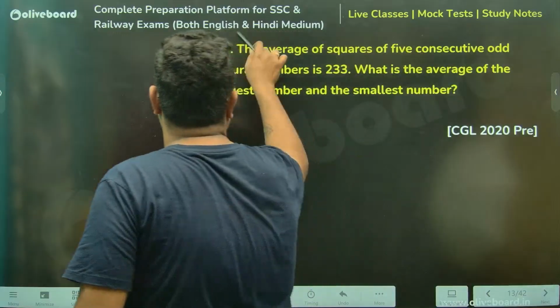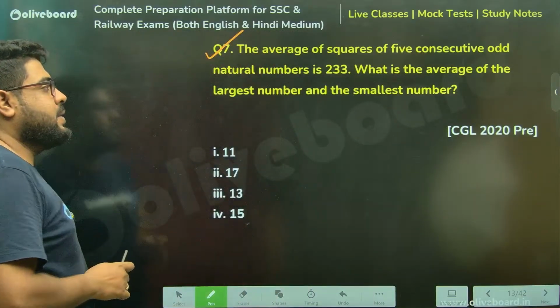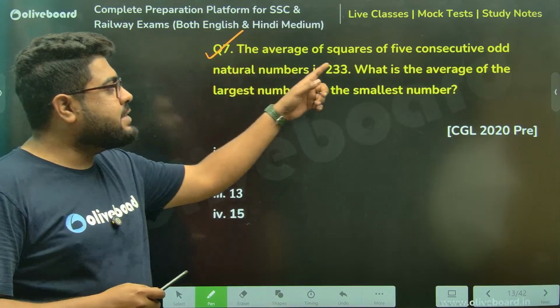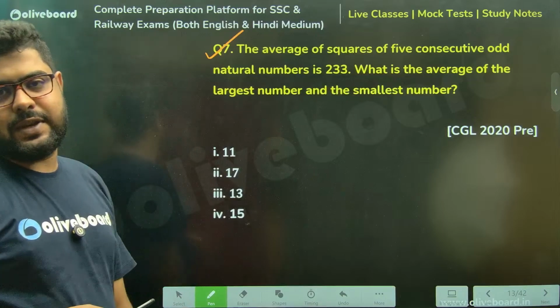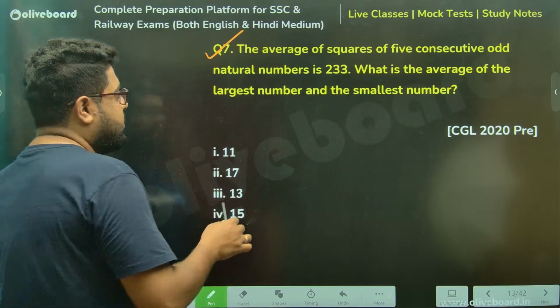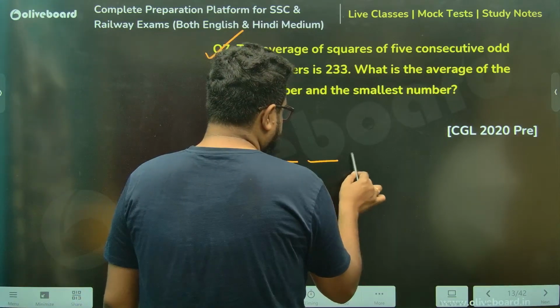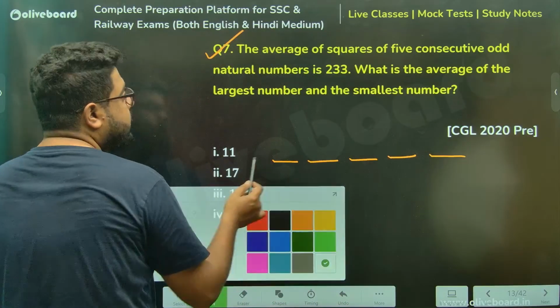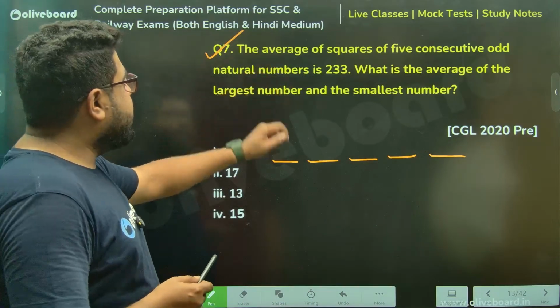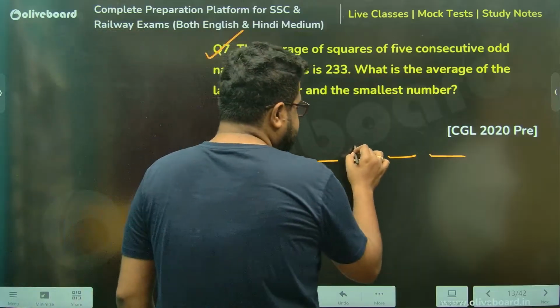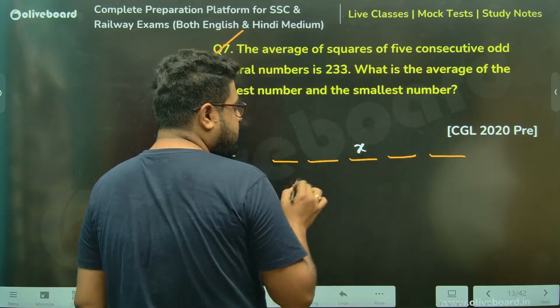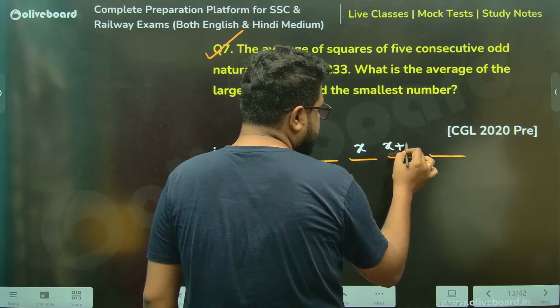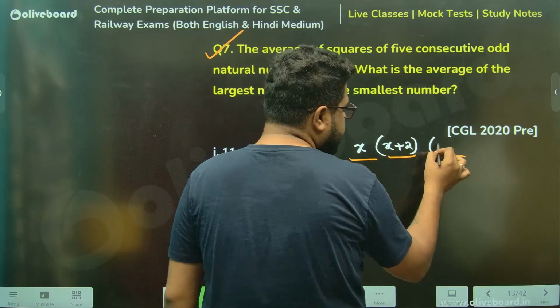Sir, this is given. Average of squares of 5 consecutive odd natural numbers is given. Chalo. 1, 2, 3, 4, 5. 5 consecutive odd natural numbers. So middle one is x because it's an odd number of numbers. Odd natural meaning gap will be 2 each.